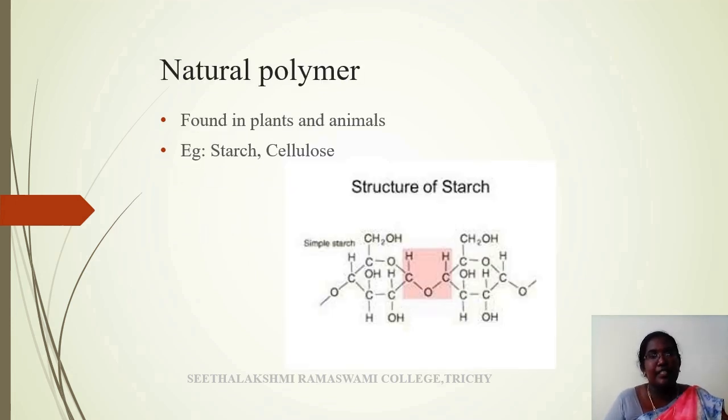Based on the source, the first type is the natural polymer. The name itself defines it: a natural polymer comes from nature, and nature is nothing but plants and animals. The polymers we get from plants and animals we call natural polymers. For example, starch is found in the leaves of plants. It is obtained from nature, so we call starch a natural polymer. Likewise, cellulose is found mostly in the cell walls of plant cells. It is also a natural polymer. Here I have attached the structure of starch for your reference.